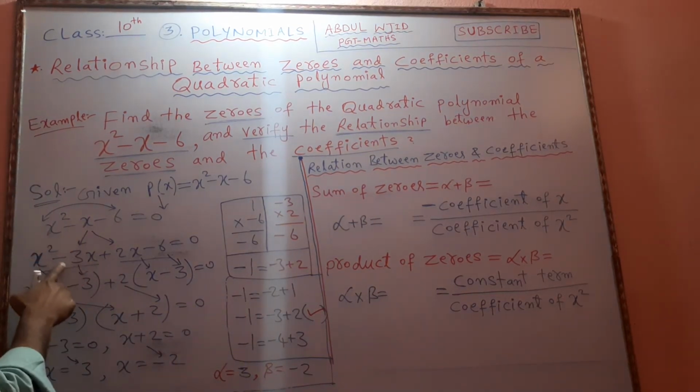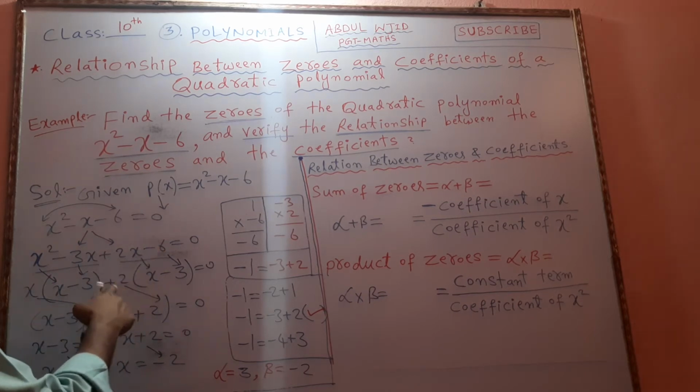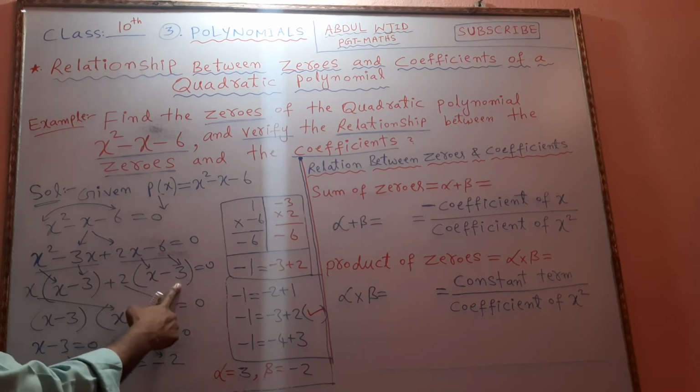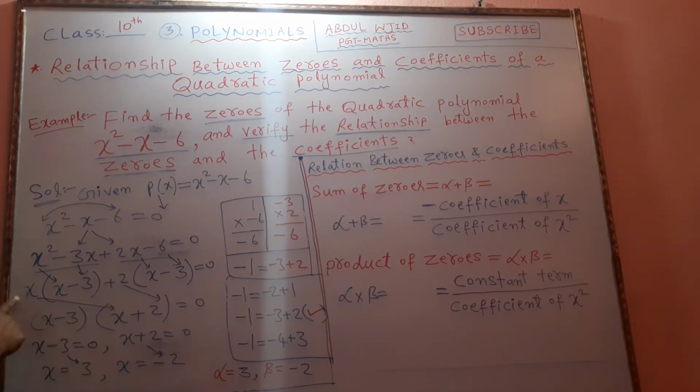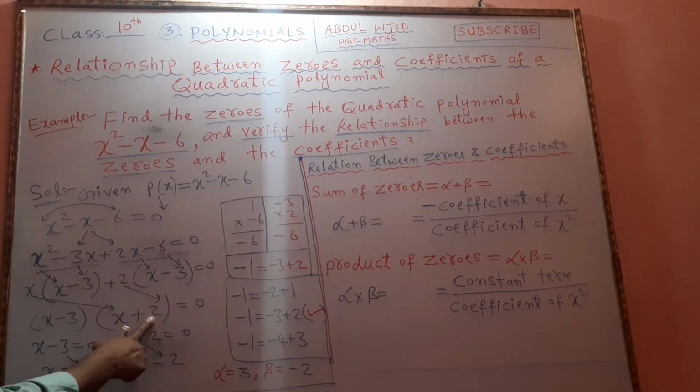So minus 1 is divided into minus 3 and plus 2. Now we have 4 terms. From these 2 terms take x common, remaining x minus 3. From these 2 terms take 2 common, remaining is x minus 3. Now x minus 3 is the same, so take x minus 3 common. From the first one the remaining is x, from the second one the remaining is 2.